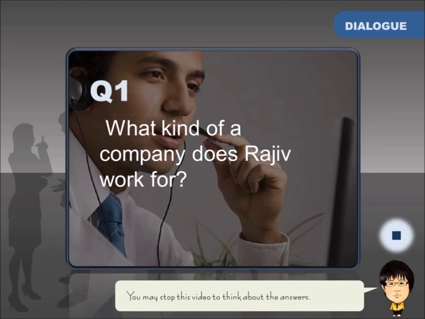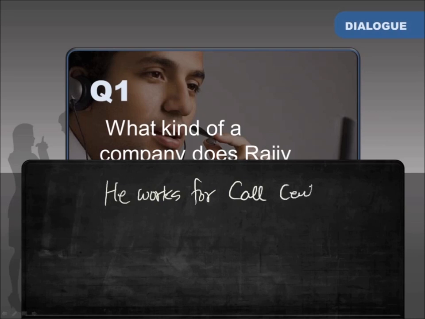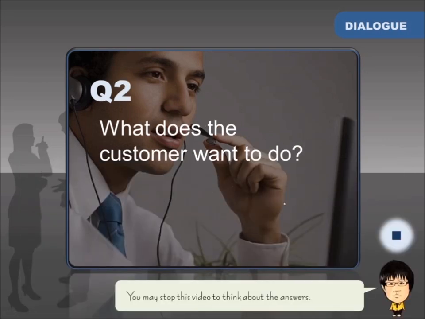Right. If you think about the first part of the dialogue, he answers the phone like this: Genius Call Center, Rajiv speaking. So we can see that he works for a call center. So the company Rajiv works for is a call center. Let's go on to the next question.